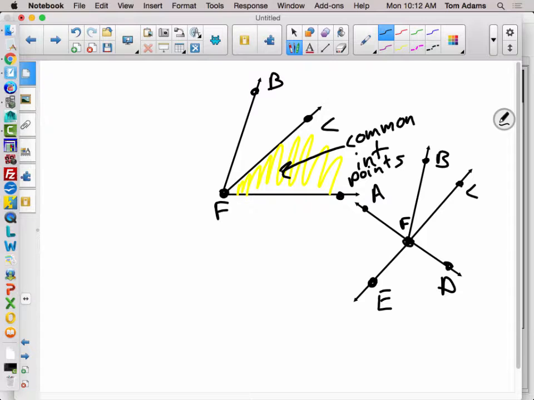Okay? But now, they also give us some measurements. This measurement here is 62 degrees. This measurement here is 28 degrees. And this one is 118.